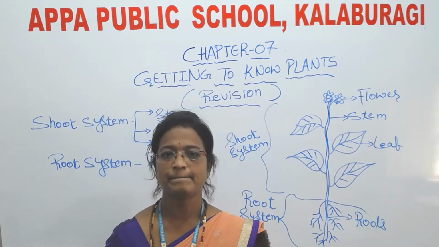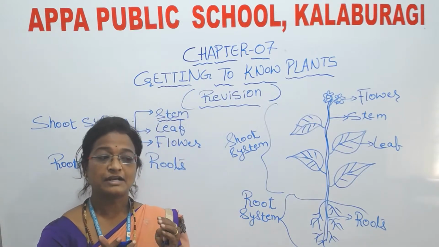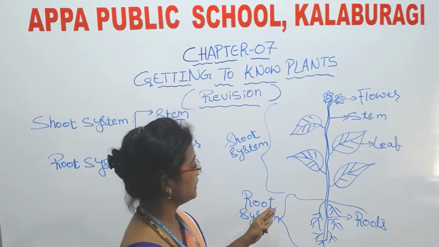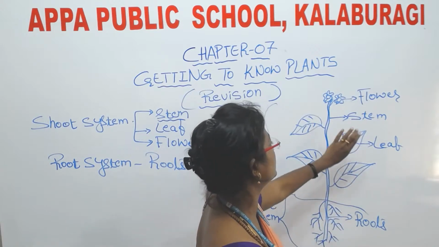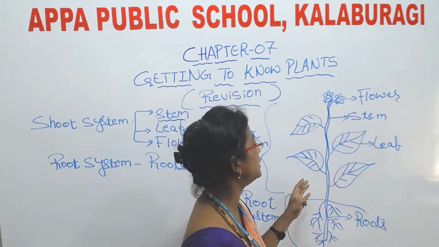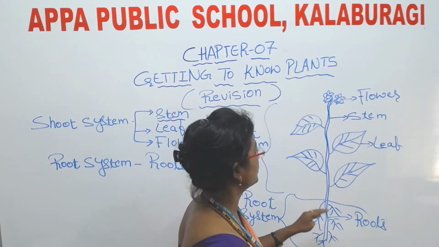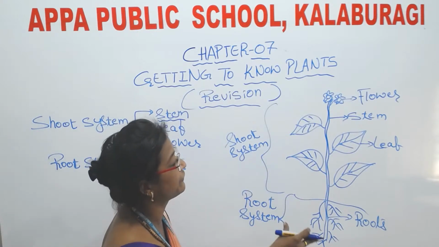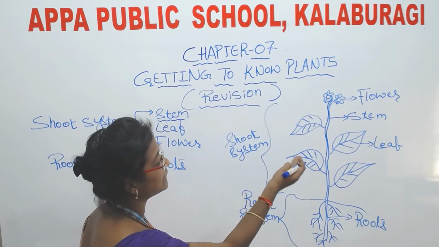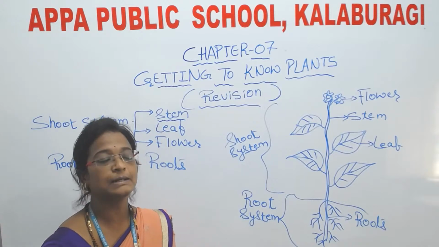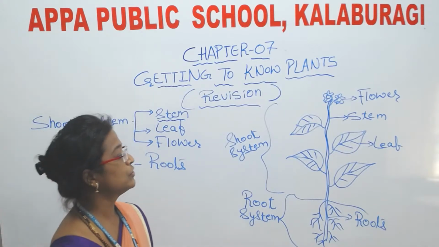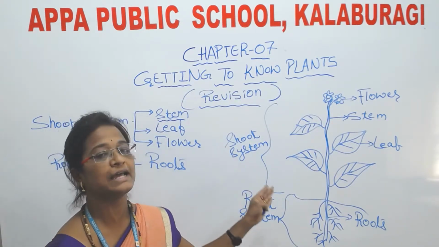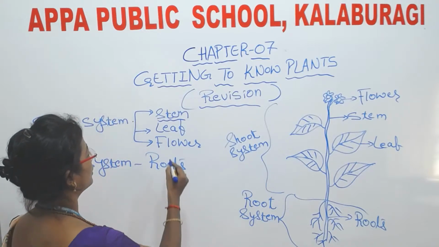So now, the function of the stem. What is the function of stem? Yes, it conducts water and minerals. It transports water and minerals from roots to the leaf, isn't it? Stem will also transport the food which is prepared by the leaf to the other parts of the plants. Okay, and even it holds the plant upright. So this is about stem.